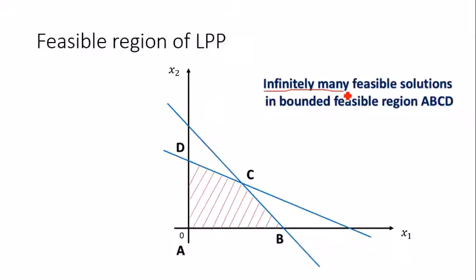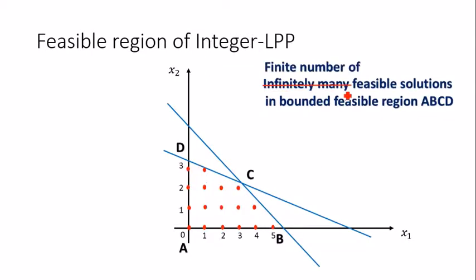So what change will it bring if I restrict my variables x1, x2 to be integers? Now only these red dots will be the feasible solutions, because x1, x2 can take discrete integer values 0, 1, 2, 3, 4, 5 and so on. Therefore, these are the finite number of feasible solutions I will be getting in the bounded feasible region ABCD. So what are we going to do with these finitely many solutions? We're actually going to find the optimal solution out of all these finitely many feasible solutions.